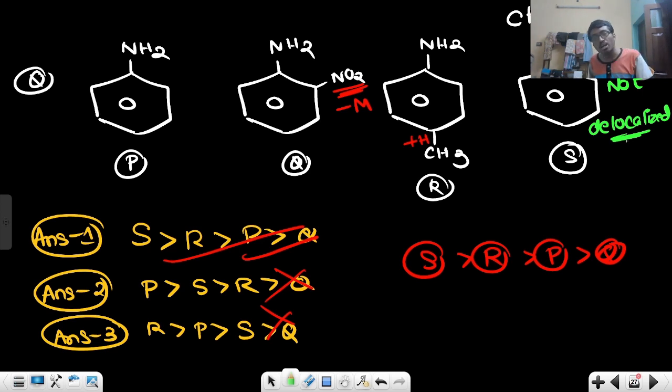Understood? Followed by R obviously. Minus M cannot be basic, then P, then negatives. Clear? The problem is here that this SIR effect is applied. I am writing here SIR. Okay? Doubt?